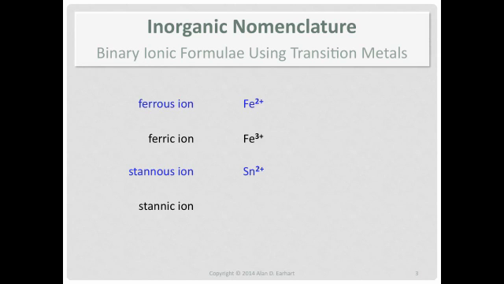Well, let's see if we can pattern match. Ferrous and stannous ions both have a 2 plus charge. Well, surely that means since ferric ion has a 3 plus, then stannic ion must have a... No, it has a 4 plus charge. All the OUS and the IC means is that the OUS version has a lower charge than the IC. So ferrous, 2 plus, which is lower than ferric, which is 3 plus. And the same thing with stannous and stannic.